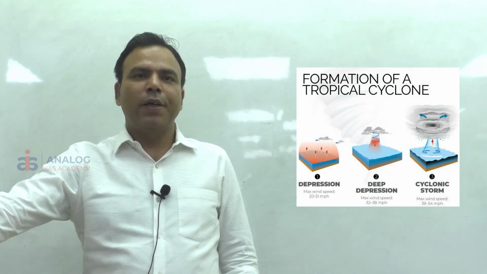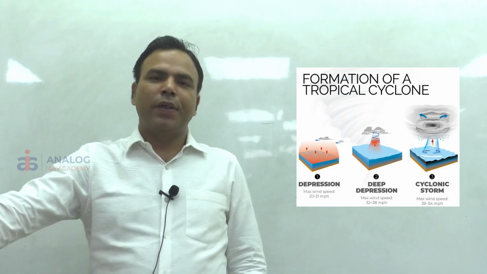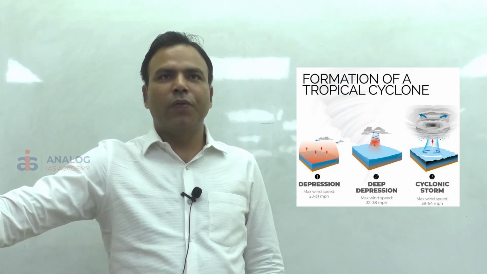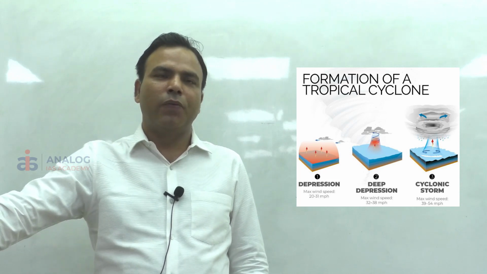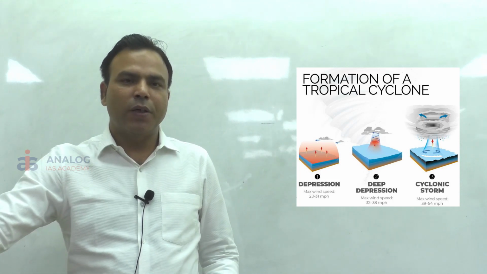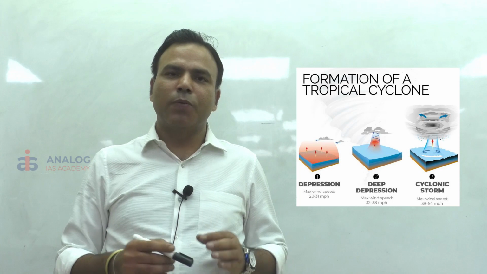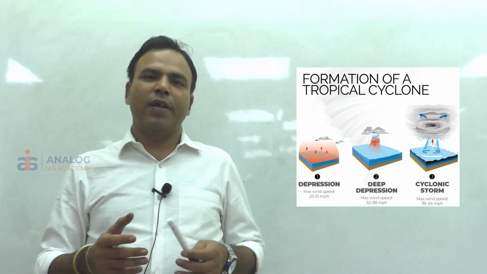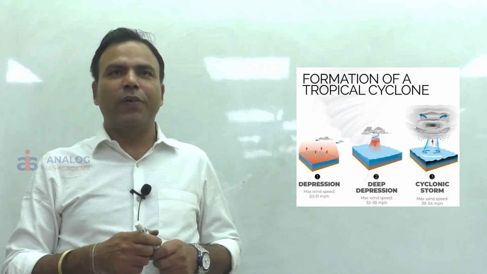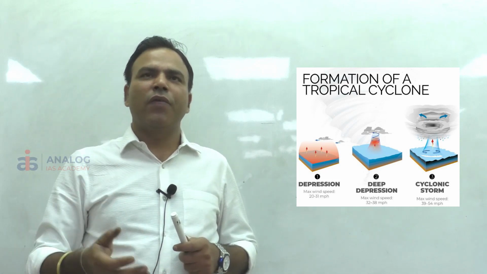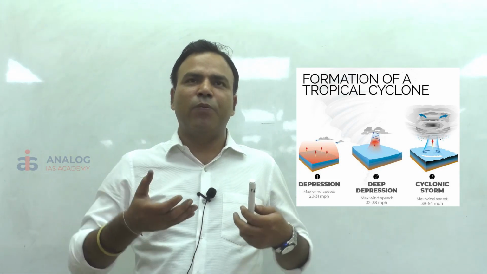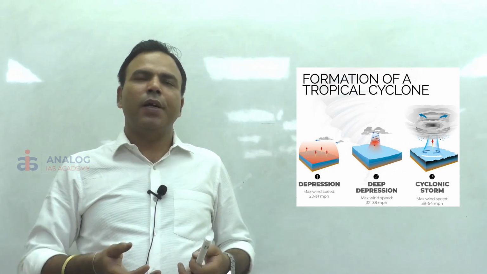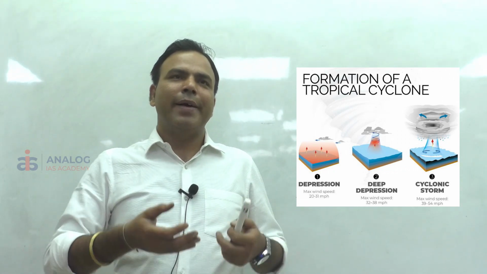water body, and the conditions required for these low pressure centers over an ocean to convert into cyclones are the following. Number one, the sea surface temperature has to be more than 26.5 degrees Celsius. When the temperature is more than 26.5 degrees Celsius, there is a high rate of evaporation. Once there is a high rate of evaporation, the moisture from the sea is transferred to the atmosphere.